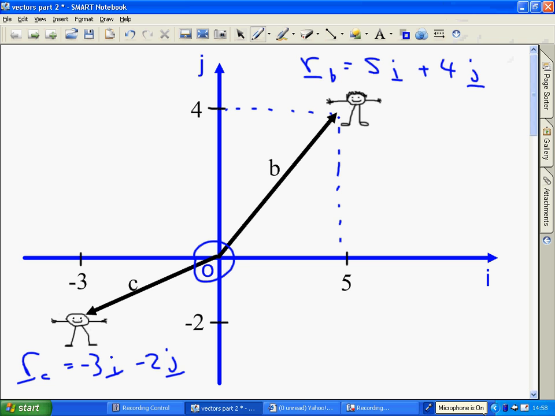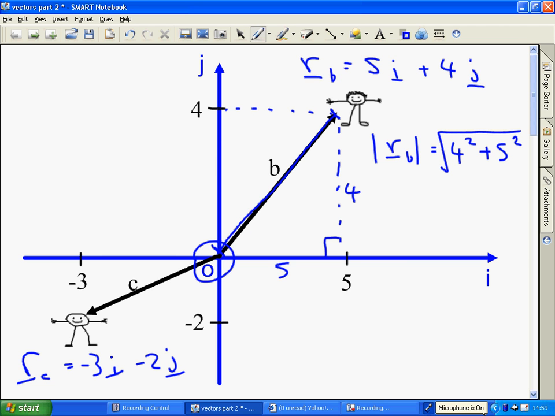Now, if we find the magnitude, and we saw in part 1 how to find the magnitude of a vector, the magnitude of a position vector is actually the distance. That makes sense if you think about it like this, that we have 5 along here, 4 along here. The magnitude will be this distance here, this side here, the hypotenuse, and we would get that by simply doing the square root of 4 squared plus 5 squared.